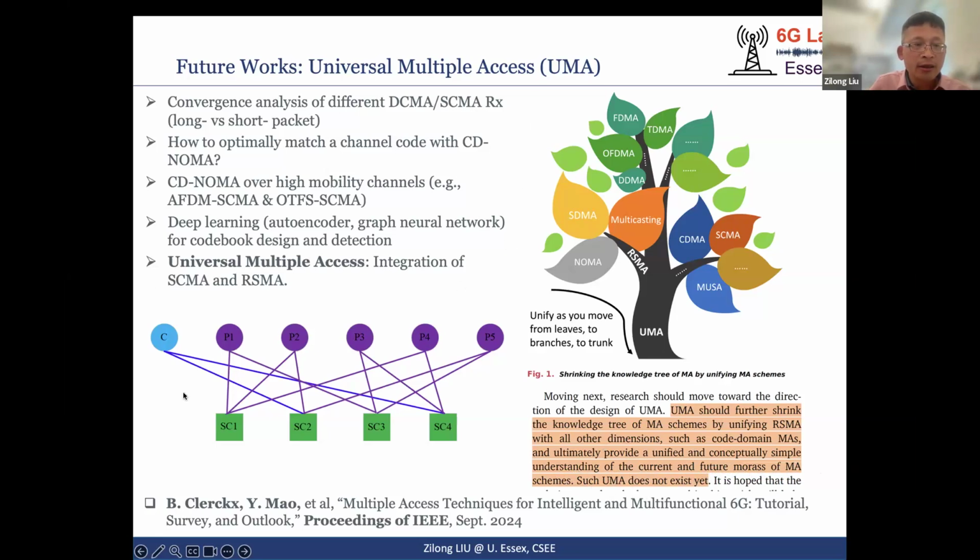So one major idea is that, based on this SCMA structure, it is likely for us to use one layer to send out the common message, and then use some other layer to send out the private message. But a careful, deeper analysis of this arrangement is still missing.